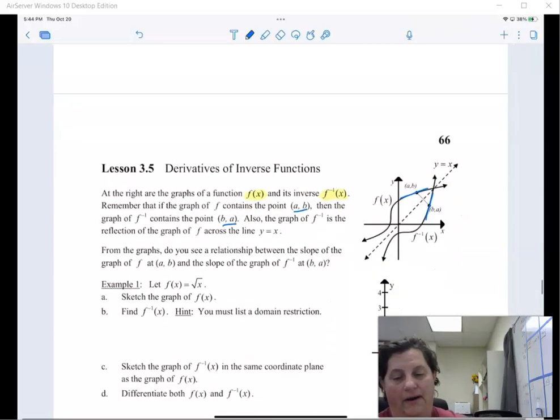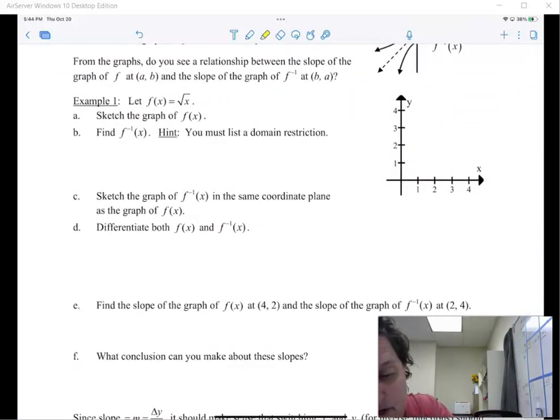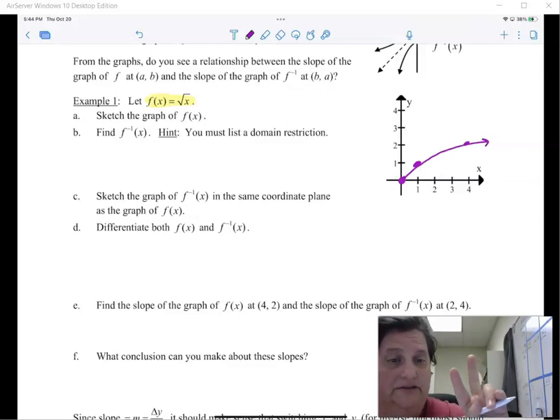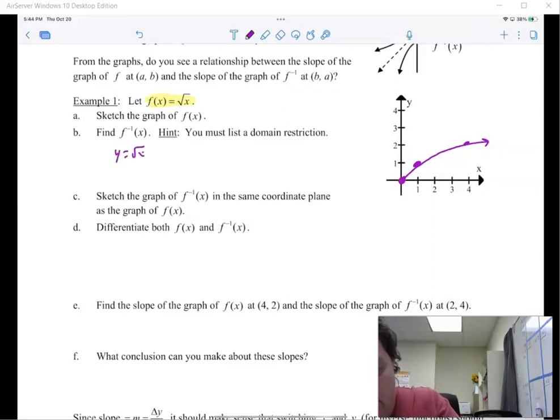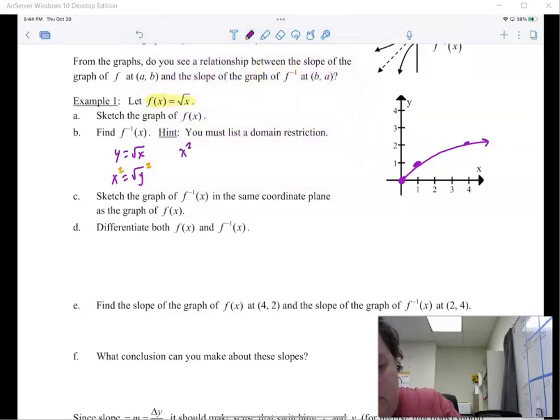Okay, so let's look at this example here. We're going to start with this function. f is square root of x. I know what that looks like: (0, 0), (1, 1), (4, 2). That's the graph of square root of x. Find the inverse. The way we find inverses is we switch x and y and we solve for y. So instead of saying y is the square root of x, we say x is the square root of y and we solve it. The inverse operation for a square root is squaring something. So the inverse is x squared equals y.